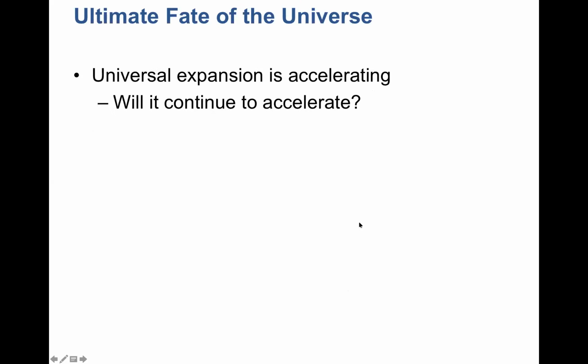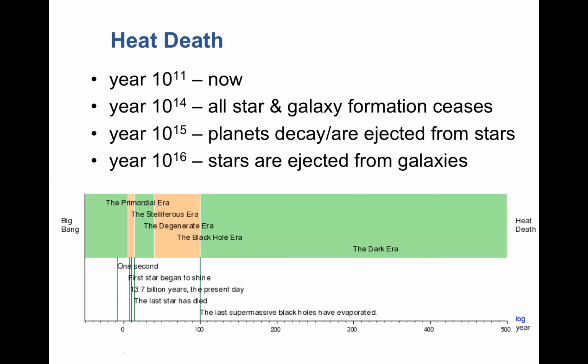Okay, ultimate fate of the universe. The universe is expanding, we know. The universe's expansion is accelerating. What is that ultimate fate? What is going to happen? This is kind of a fun story. Well, you know, fun if you're kind of a morbid person. So we are at year 10 to the 11 now, right? We're at 13, 14 billion years post Big Bang. That's a 1 with basically 11 zeros after it.